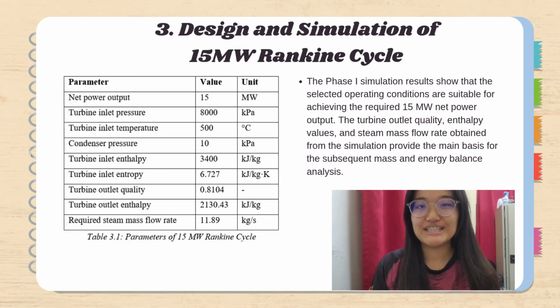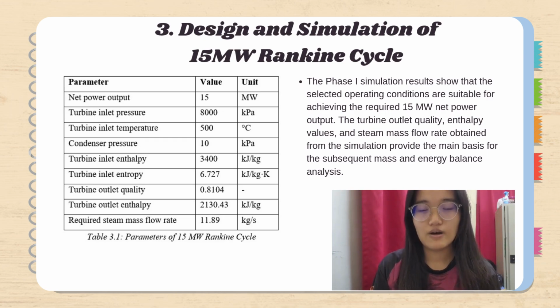Hello, my name is Janice Lim Anchi, matric number 110282, and I'll be presenting about the design and simulation of the 15 megawatt Rankine cycle and mass and energy balance analysis. For Phase 1 in the simulation, the targeted net power output was set at 15 megawatt. The simulation was based on a simple Rankine cycle that consists of boiler, turbine, condenser, and feed water pump.